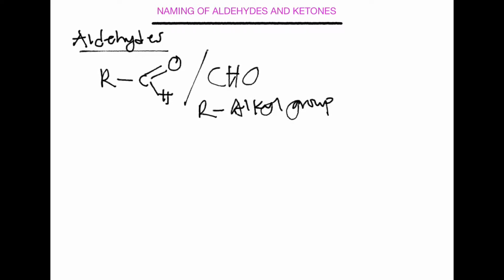Alright, so how do we name aldehydes? Naming aldehyde is quite simple. It's just like we are naming alkanes. Now, what is the difference? One thing we have to take note of is anytime we are naming an alkane, the terminal "e" is replaced by "al".